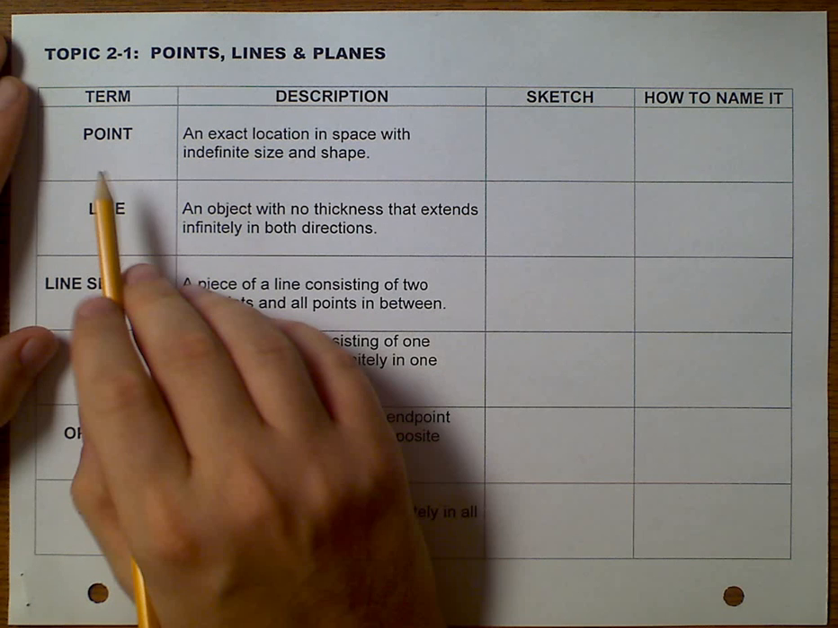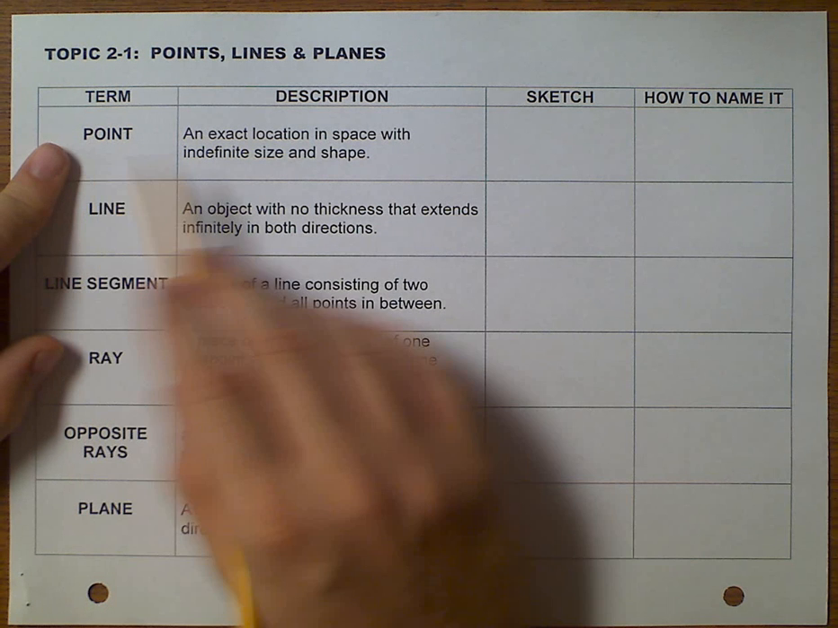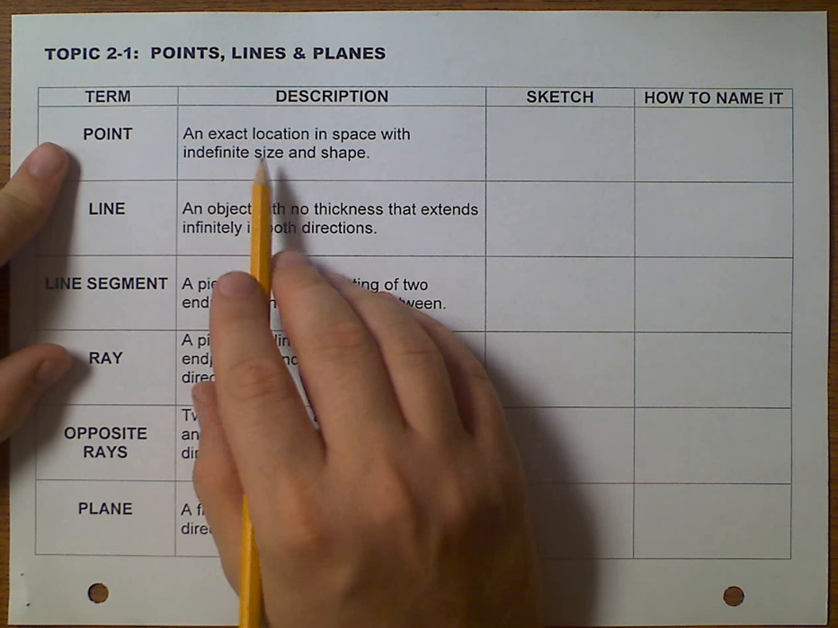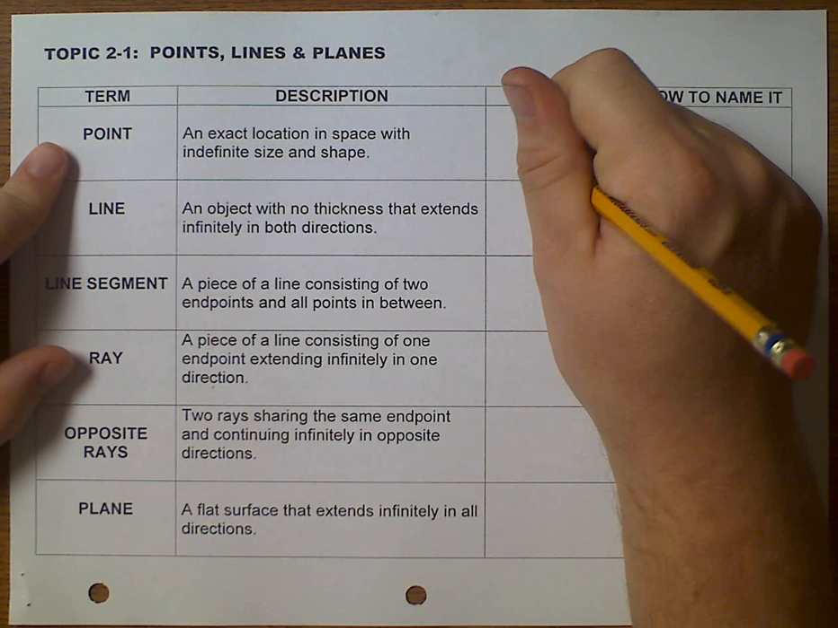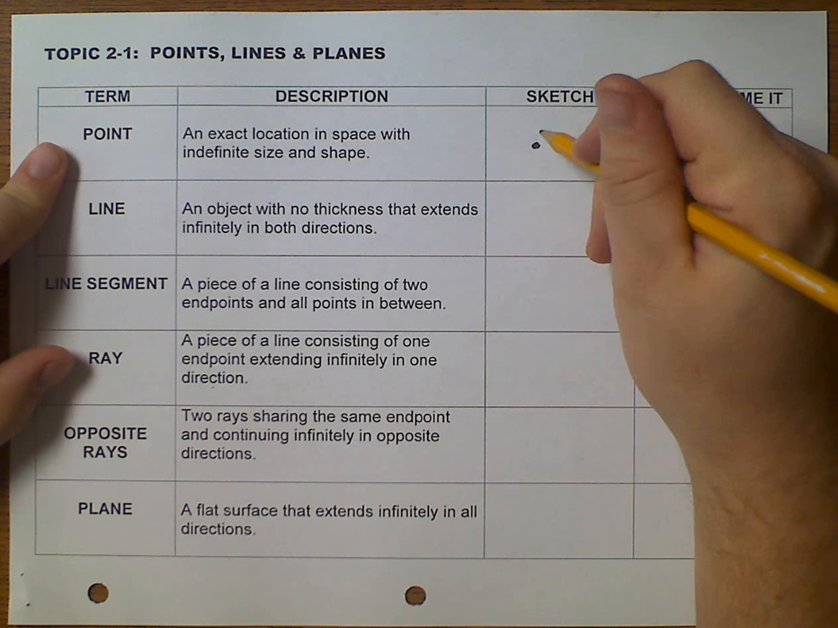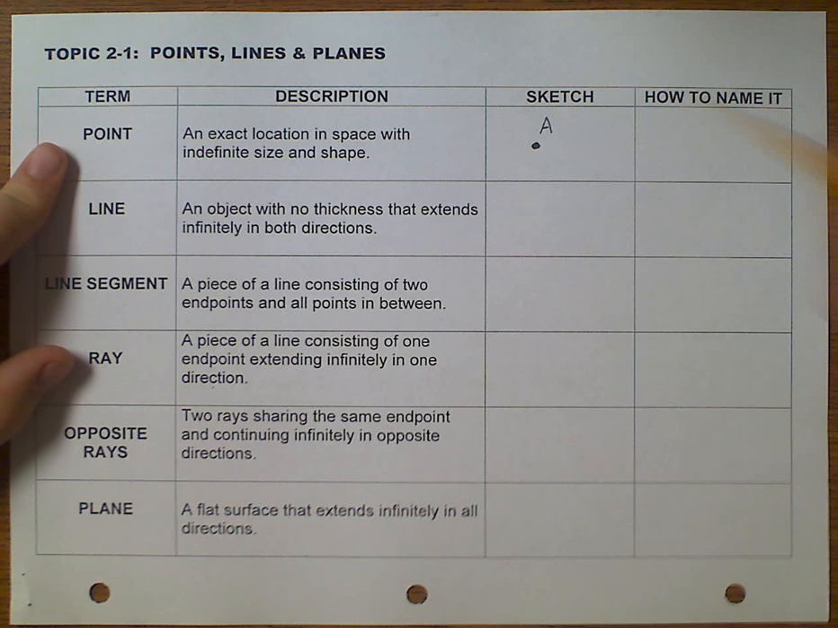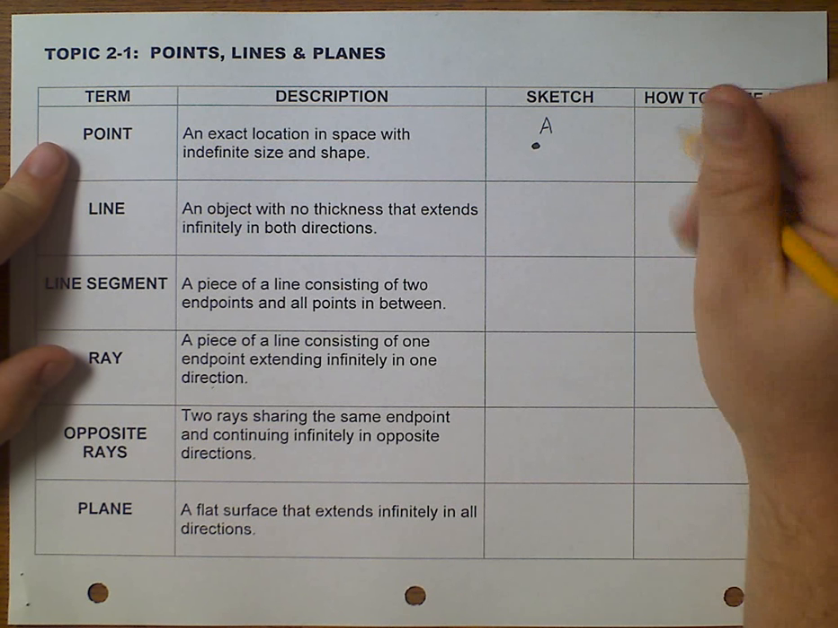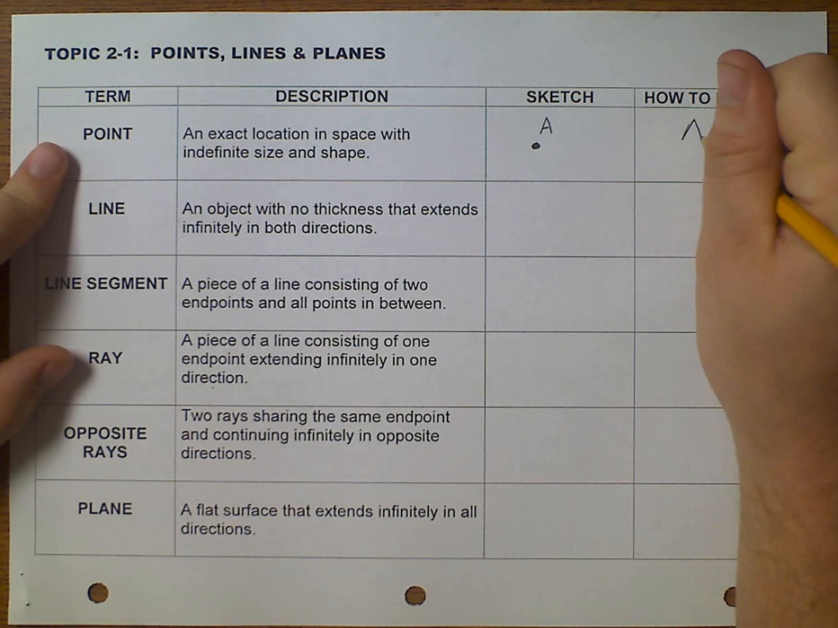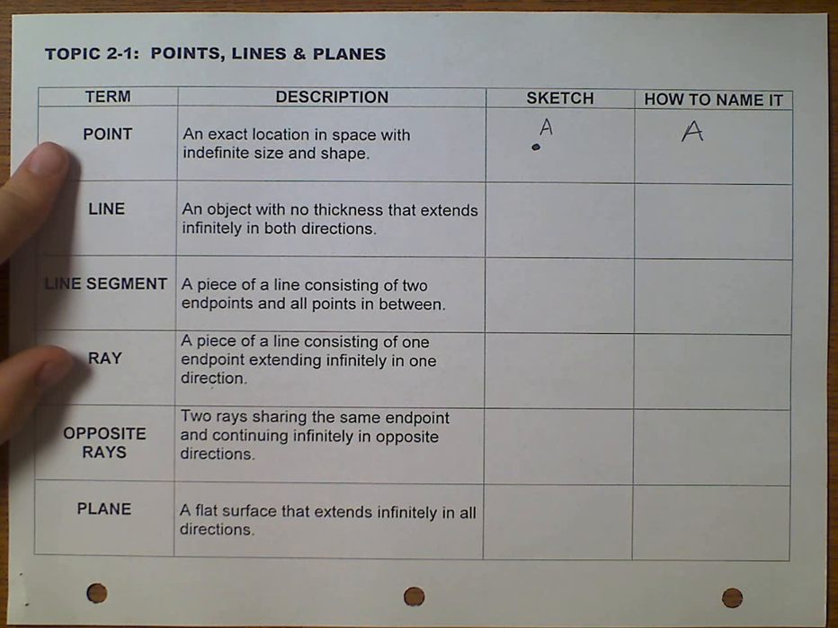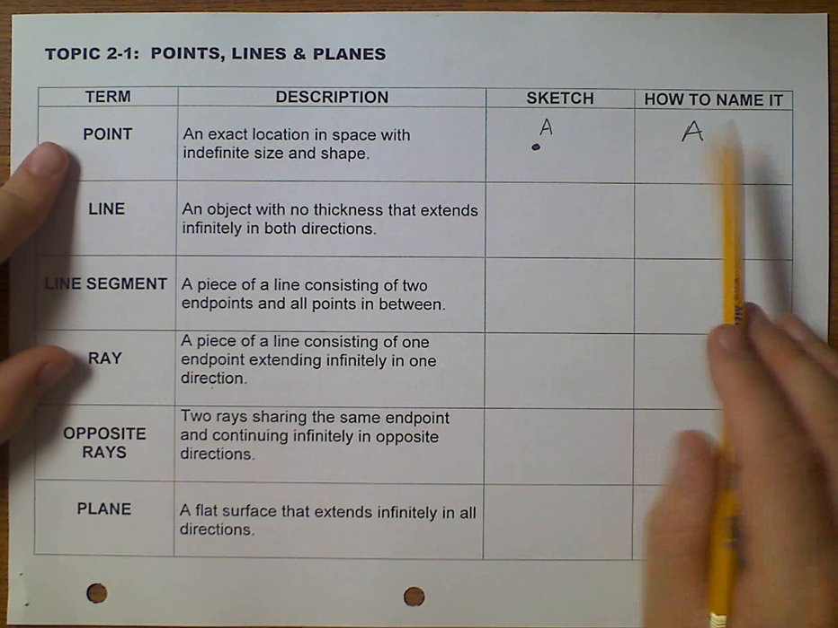So first off, we're talking about a point. A point is the exact location of space with indefinite size and shape. And so it's just a dot kind of floating in the middle of nowhere, and we usually name it with a letter, always a capital letter. So we would just call this A. This is point A. We don't need to write point. It's just implied. We just call this A.